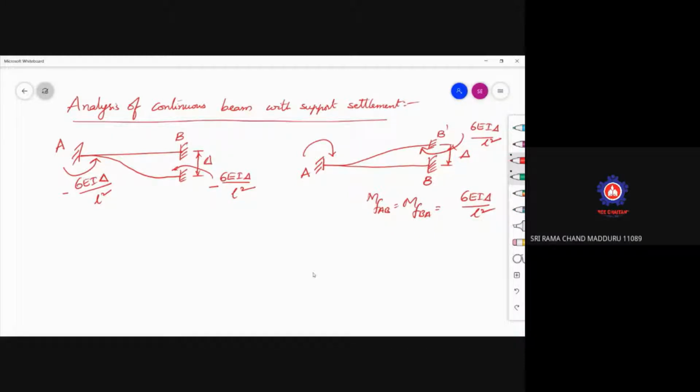So here in this case, MFAB is equal to MFBA is equal to minus 6 EI delta by L square. Whereas this one is plus 6 EI delta by L square, that we need to understand regarding the analysis of continuous beam with support settlement. Just note all these points quickly.